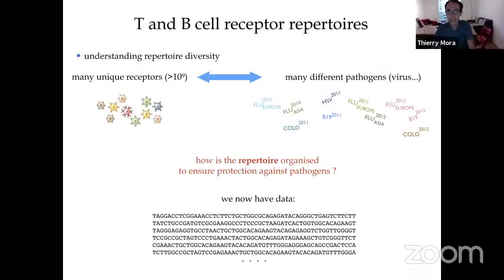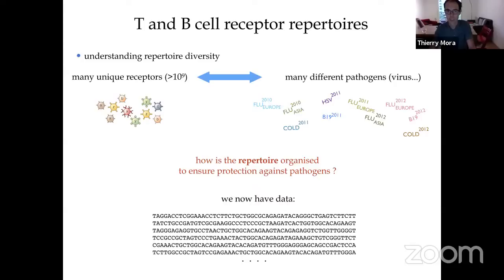B and T cells are the main players of the adaptive immune system, and they each carry their own unique receptor. In our body, we harbor a very large number of such receptors, and the diversity of these receptors is necessary to be able to defend ourselves against the many different pathogens that may attack us. The general question we want to answer is how the repertoire of these T cell and B cell receptors, the set of the different receptors we express, is organized to ensure good protection against those pathogens.